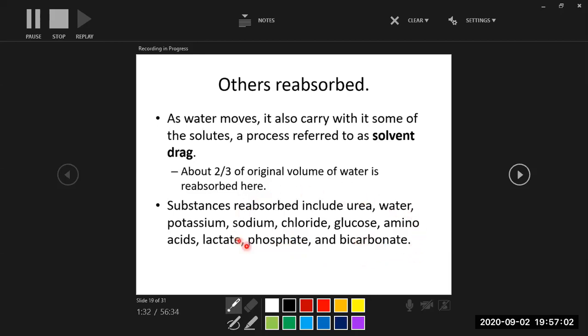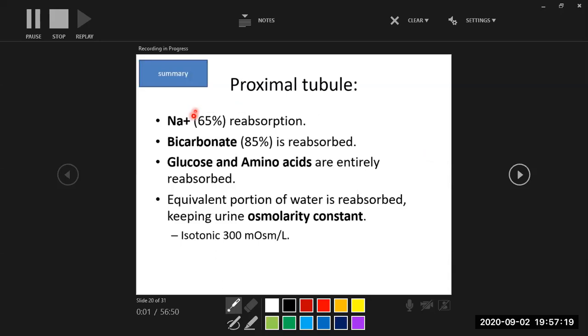So just to give you an idea, the reabsorption is a lot. Basically, a lot of these are usable stuff in our body. So that's the proximal convoluted tubule. The next step, this one is a summary: the osmolarity remains constant, about 300 milliosmol.